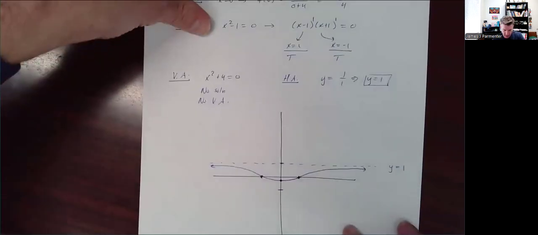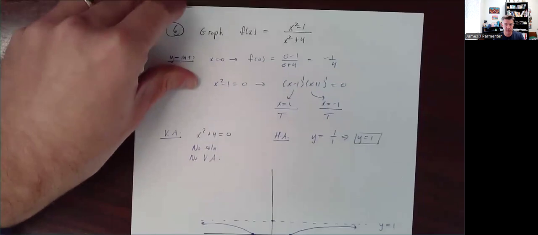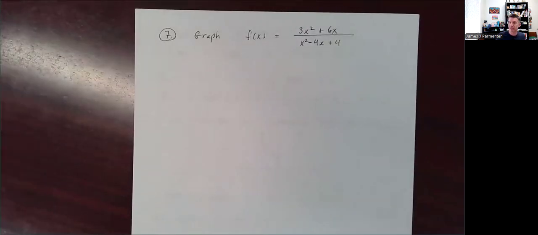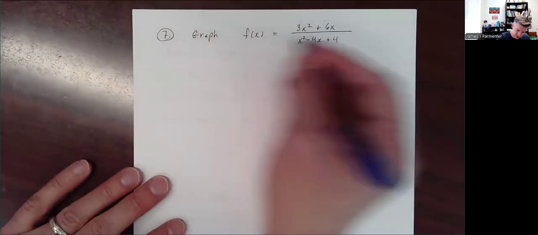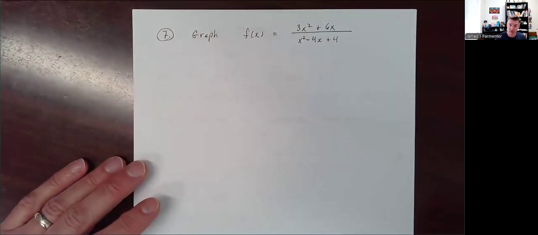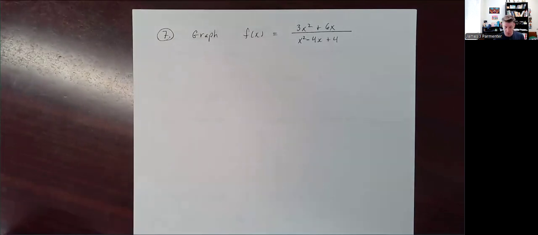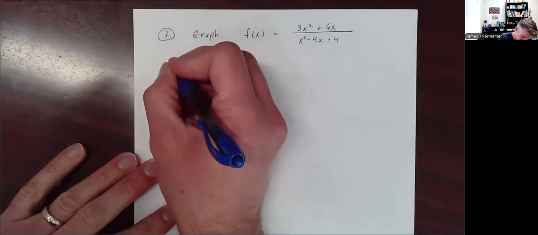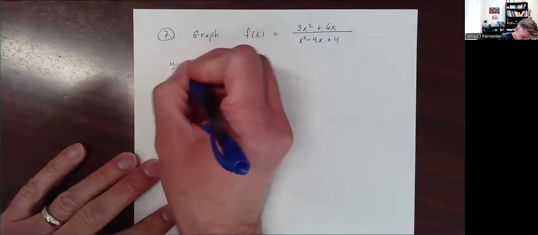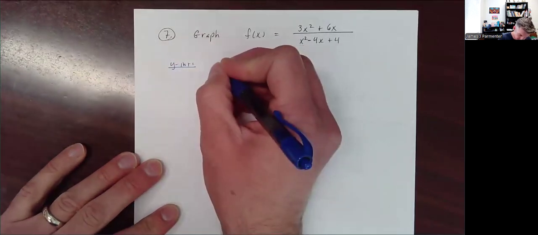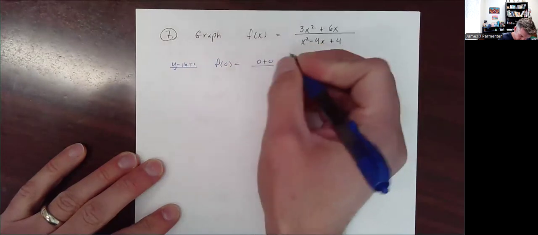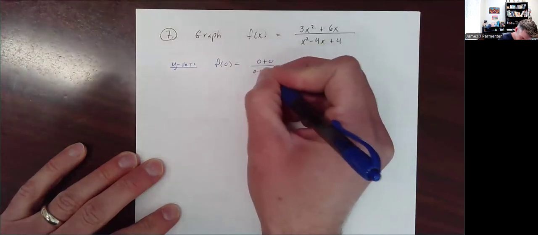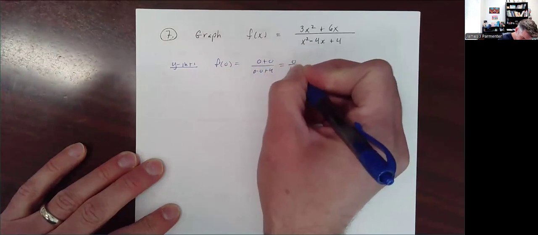This next one might be an exception to that. Let's see. Yeah, this one is a little exceptional. That's fine. So we want to graph this function 3x squared plus 6x over x squared minus 4x plus 4. So we're going to do the usual thing. We're going to find the intercepts. So y-intercept. We're going to set x equal to 0, and we're going to get f of 0 is 0 plus 0 over 0 minus 0 plus 4, which is 0 divided by 4, which is 0.